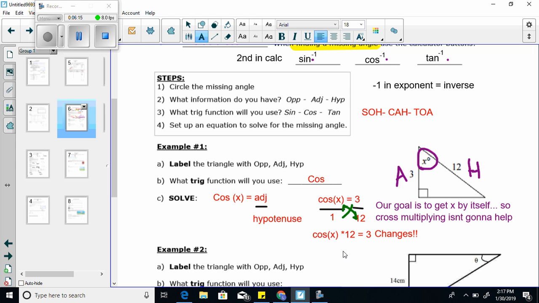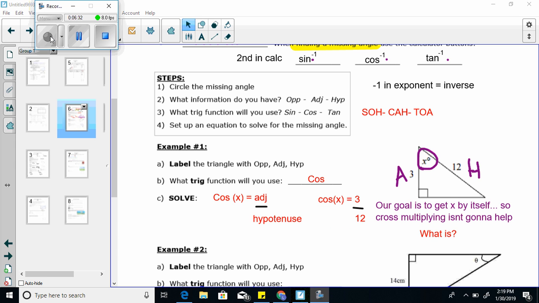So what can we do? Well, we're going to use the inverse. Okay? We want to undo this cosine so we can get x by itself. So we're going to actually stop and erase everything and come back to this step. So now we have cosine of x equals 3 over 12. Okay. I want to get x by myself. So that is my goal.